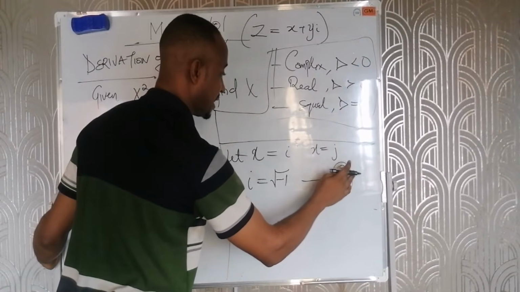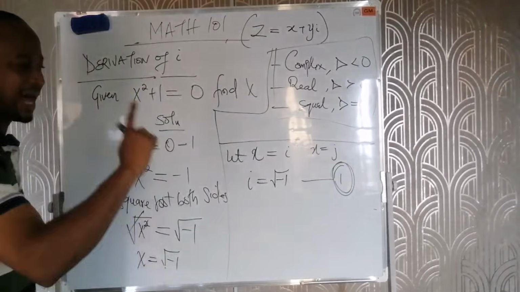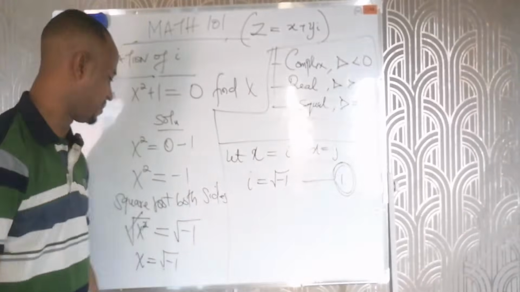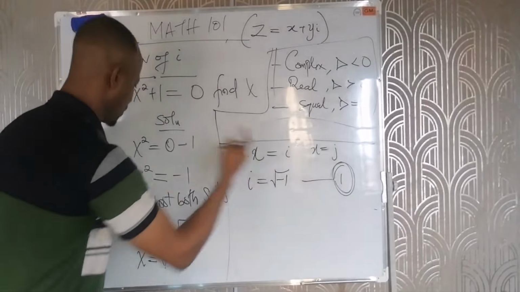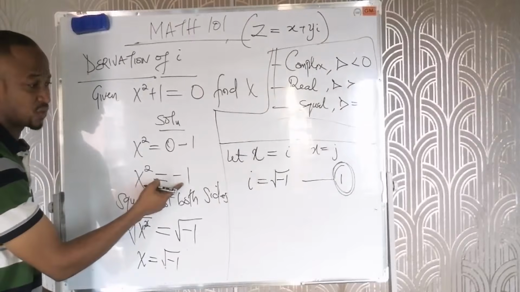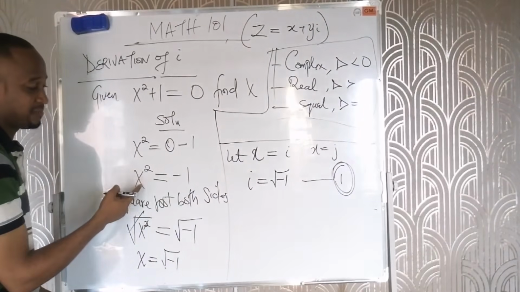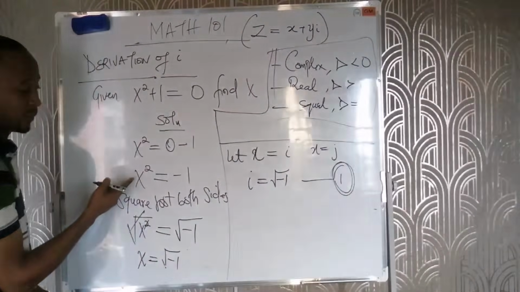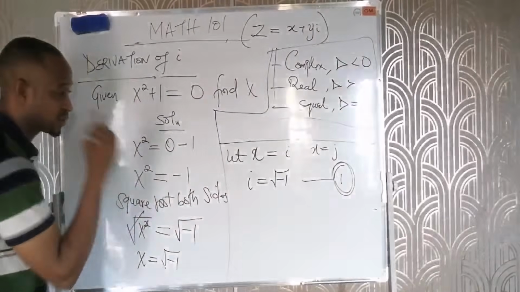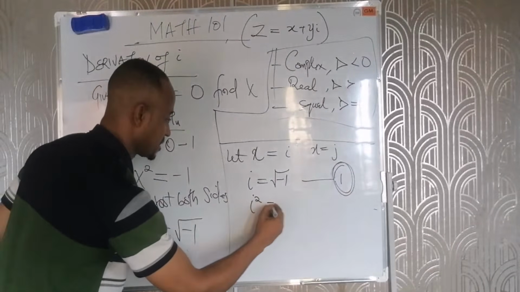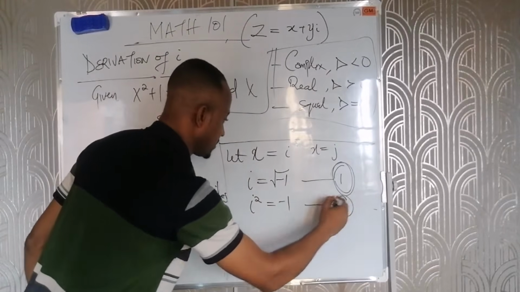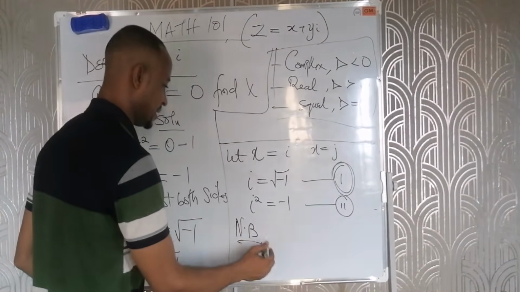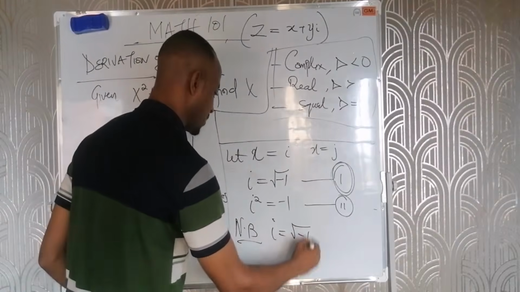I want every one of you to note that I in complex numbers represents the root of a negative number. If x equals I, and we are saying x squared is minus 1, that means I squared is equal to minus 1. Also take note of this. So you must note that the value of I is the root of minus 1.